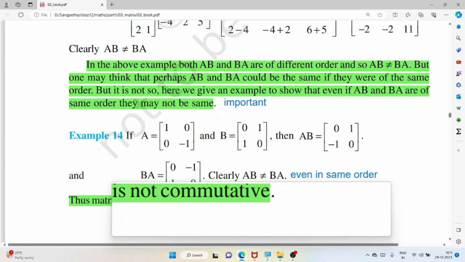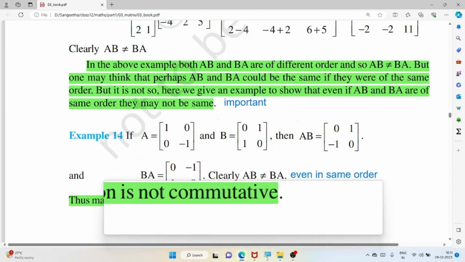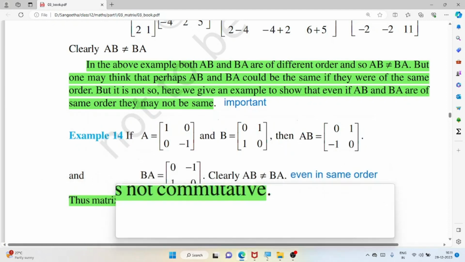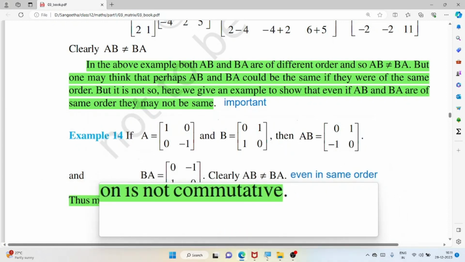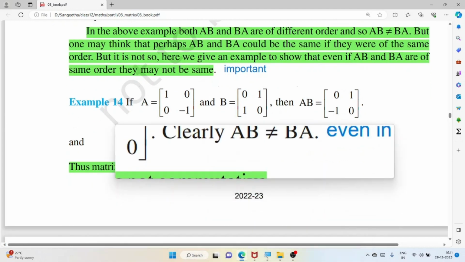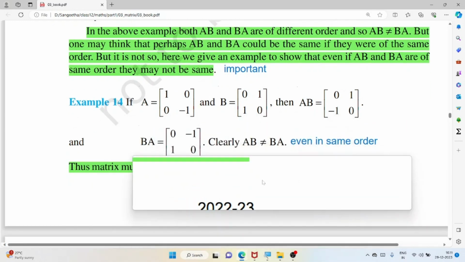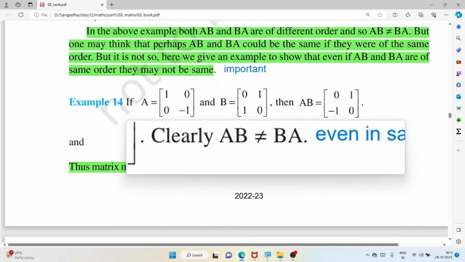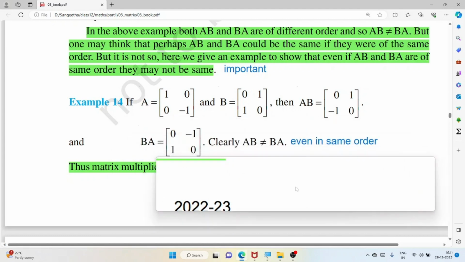But one may think that perhaps AB and BA could be the same if they were of the same order, but that is not so. Here we give an example of how to show that even if AB and BA are the same order, they are not the same. Here you see A and B of the same order, but AB is not equal to BA. So even if they are in the same order, this is not true.